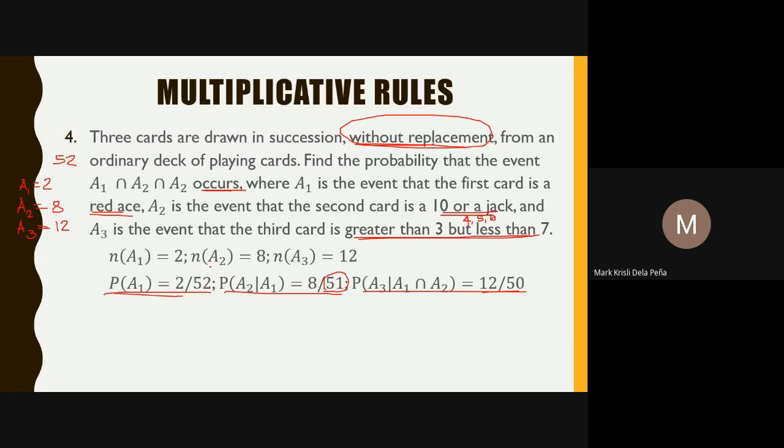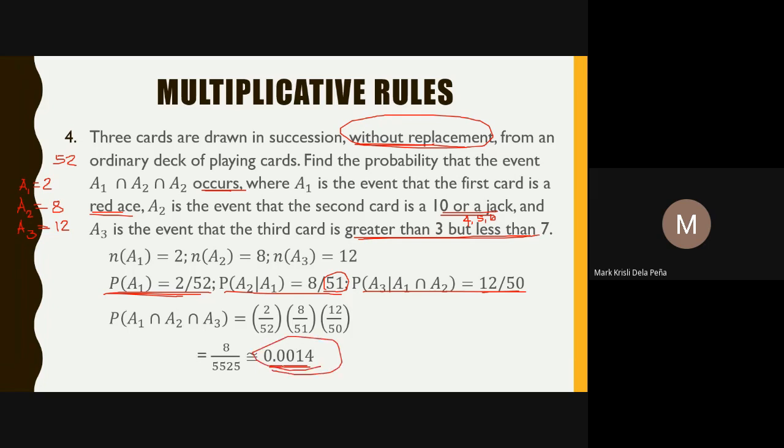Recalling our definition, the probability of the intersection of the three will be the product of the probability of the first draw, then the probability of the second given that the first draw occurred, then the probability of the third given that the second and the first had occurred. So we just have to multiply them: 2 over 52, 8 over 51, 12 over 50. Simplifying, that's 8 over 5525, which is approximately equal to 0.0014. This means that getting a red ace in the first draw, a 10 or jack in the second draw, and a 4, 5, or 6 in the third draw has just a 0.14% probability. So that is how we use the previous definition.